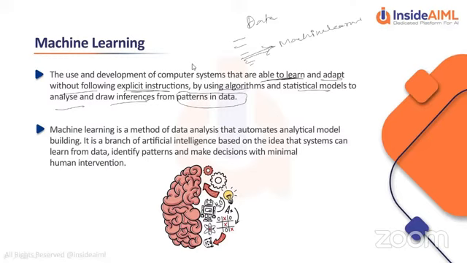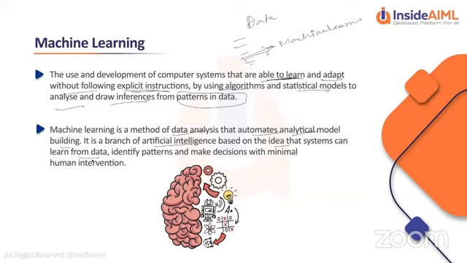So what we are doing here, we are just analyzing the patterns in data, and by analyzing those patterns, we are getting the result. So another definition is: machine learning is a method of data analysis that automates analytical model building. It is a branch of artificial intelligence based on the idea that systems can learn from data.